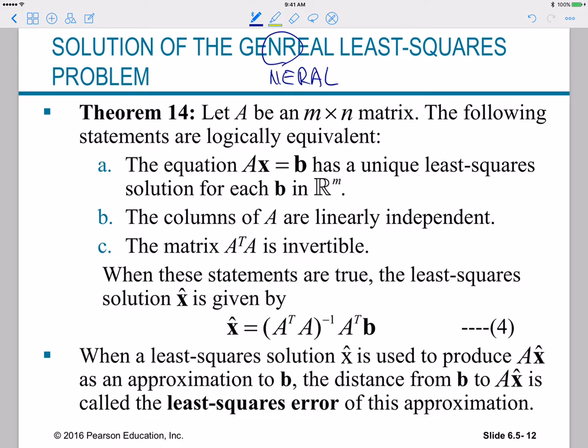Okay, so probably the last theorem that we will learn in this chapter. A is an m by n matrix. That's the starting point, and then the three statements are equivalent to each other. So let's start with the simplest one: the columns of A are linearly independent.